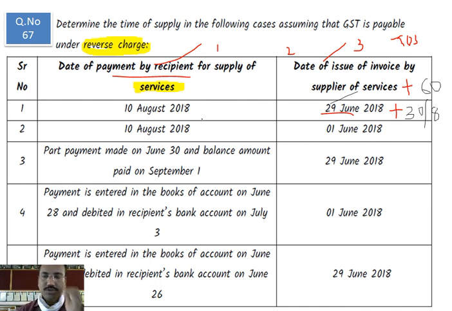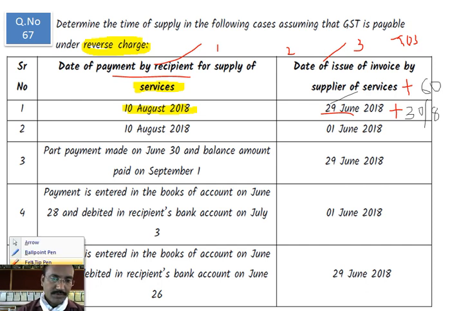Out of these two, 10th August and 30th August, which one is the earlier? I will shade it with a yellow mark, that is the time of supply. The time of supply is this date, because of 10th August and 30th August, 10th August is the earlier date. So you need to make the 4 columns, as I already did in your previous question. In the last column you write the answer, 10th August 2018.